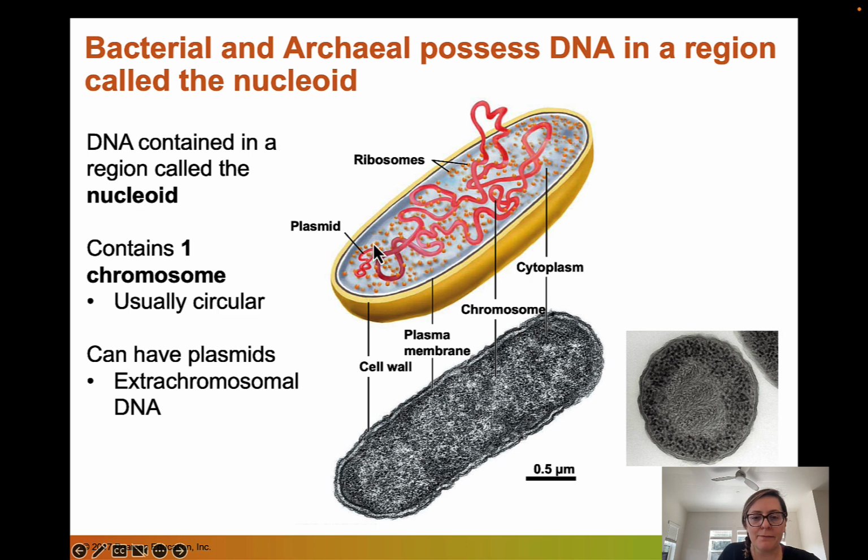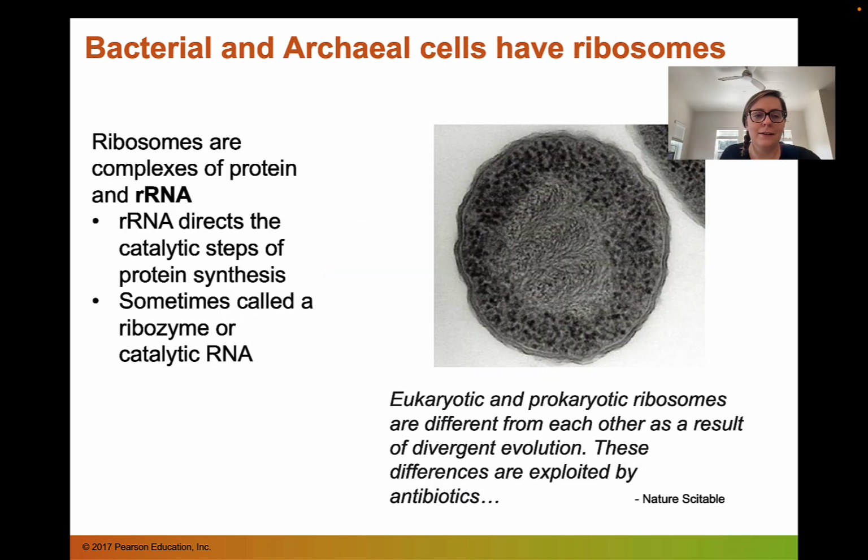Bacteria can also have plasmids, which are extrachromosomal pieces of DNA, and they can carry important genes for a variety of things, including antibiotic resistance. But this is separate from the single chromosome that defines that bacteria. Bacterial cells also have ribosomes. Ribosomes are complexes of protein and rRNA.